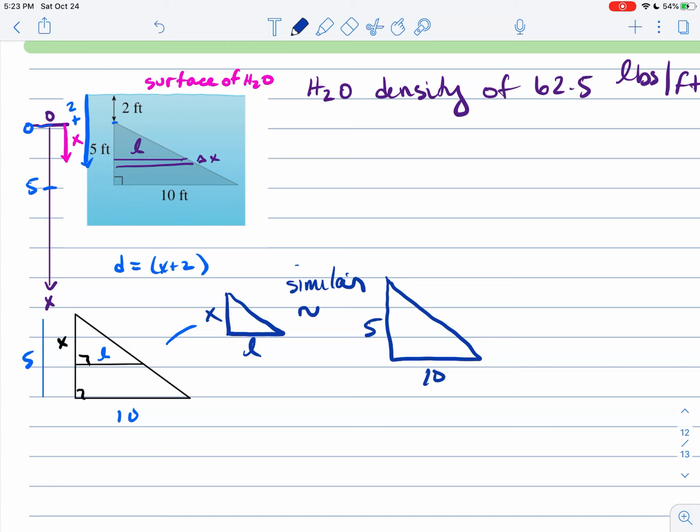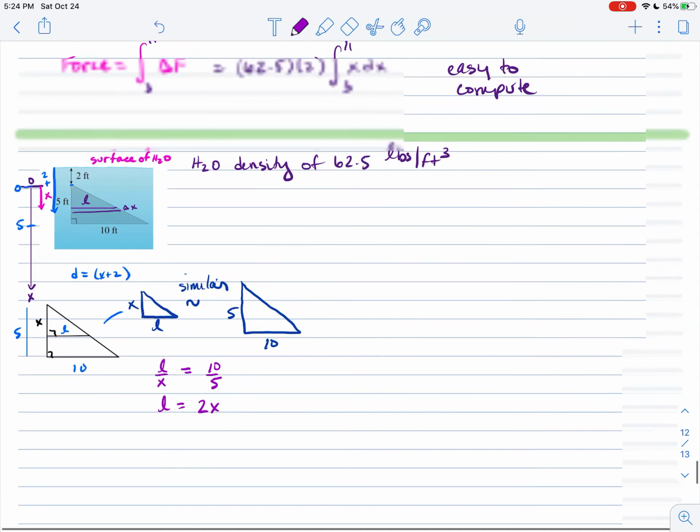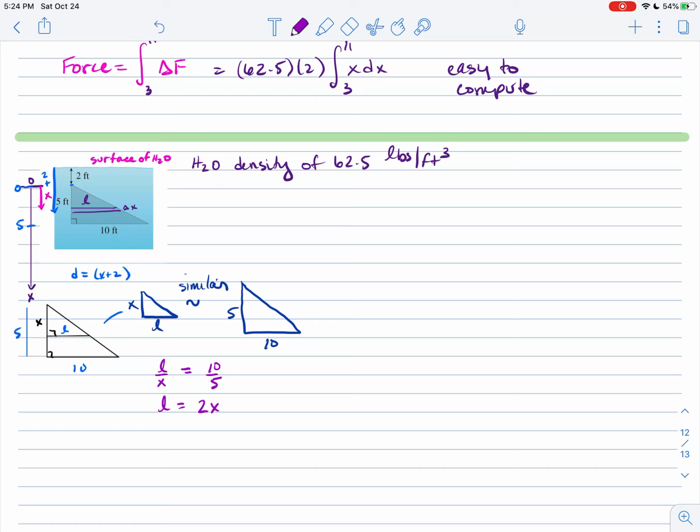and that bigger triangle has distance 5 on the vertical and 10 on the horizontal. We know that similar triangles have the same shape, but they're just different sizes, and their corresponding sides are proportional. So I can say here that L over x is going to be equal to 10 over 5, and I can solve for L here and see that that is equal to 2x. Good. So sometimes, depending upon where you put your 0, you might have to incorporate some things from geometry or graphs of functions to figure out what the length is.